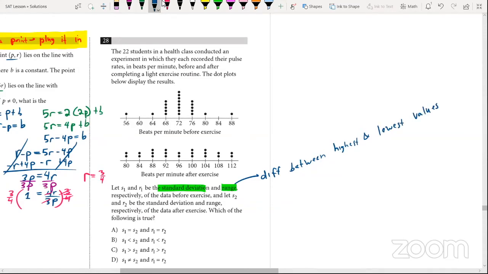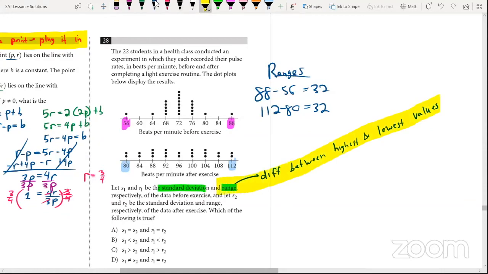So if we're being asked about the ranges here, then for 28, we just need to do 88, because there's an 88 value, minus 56. And here we would need to do 112 minus 80. So 88 minus 56 on your calculator is 32. 112 minus 80 on your calculator is also 32. So the ranges are equal. So we have the ranges being equal, which means that the answers can only be A or D.